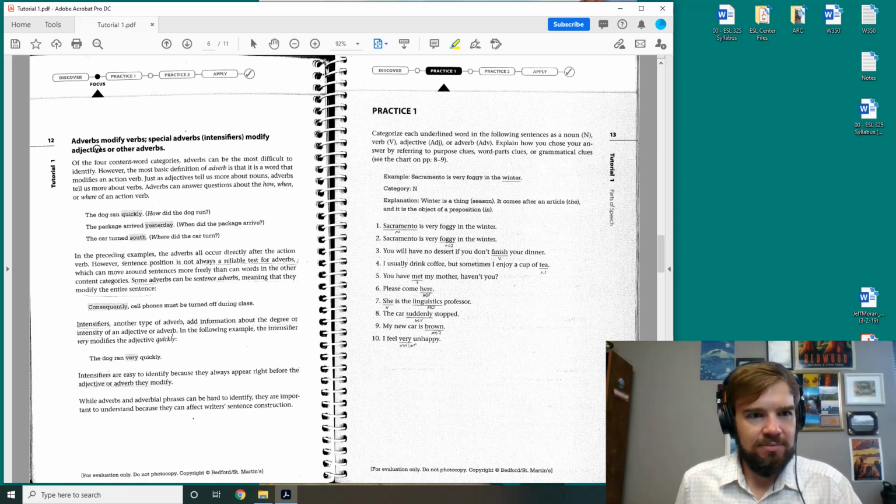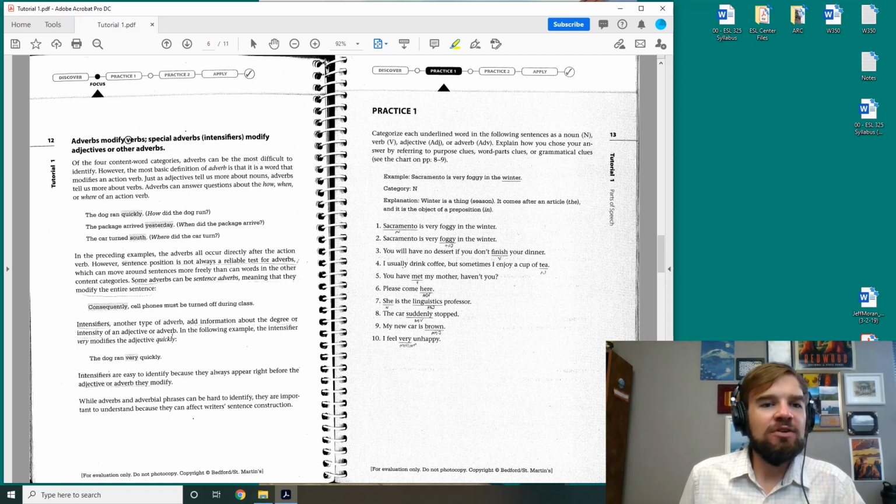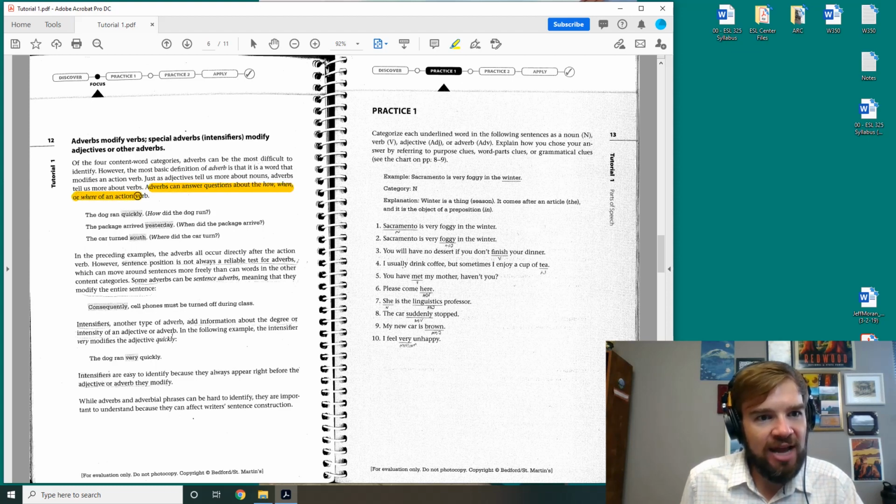Finally, adverbs. Adverbs modify verbs. There are special adverbs called intensifiers that modify adjectives or other adverbs. Of the four content word categories, adverbs can be the most difficult to identify. However, the most basic definition of adverb is that it is a word that modifies an action verb. Just as adjectives tell us more about nouns, adverbs tell us more about verbs. Adverbs can answer questions about the how, when, or where of an action verb.